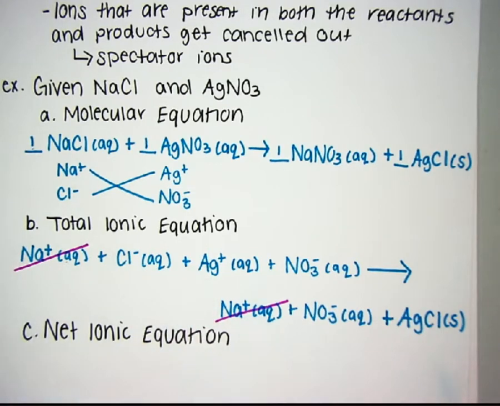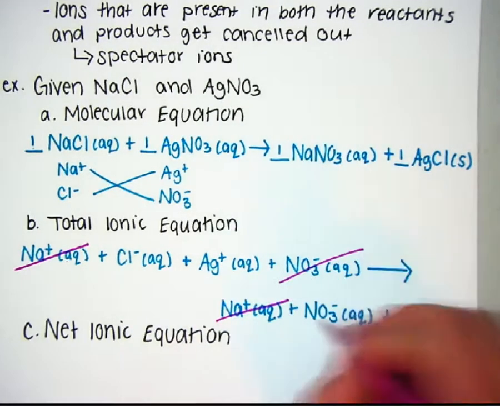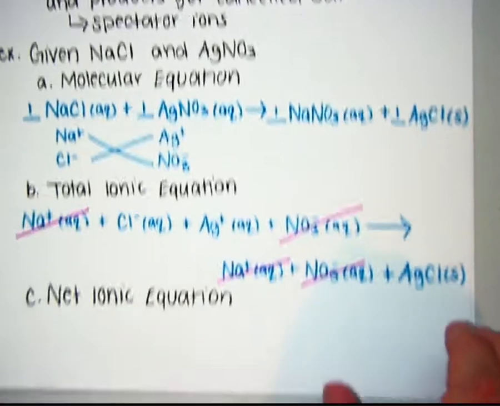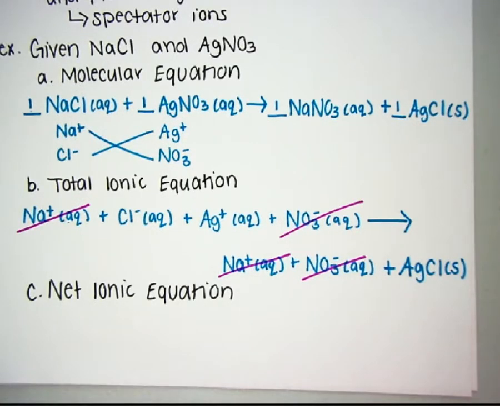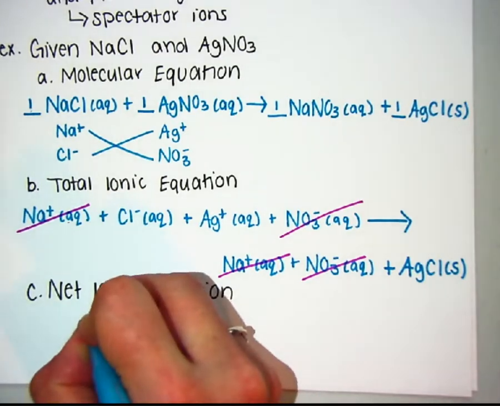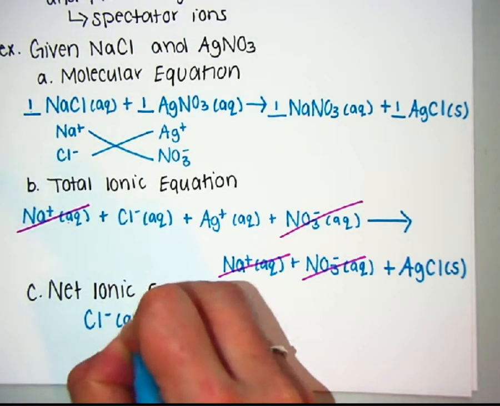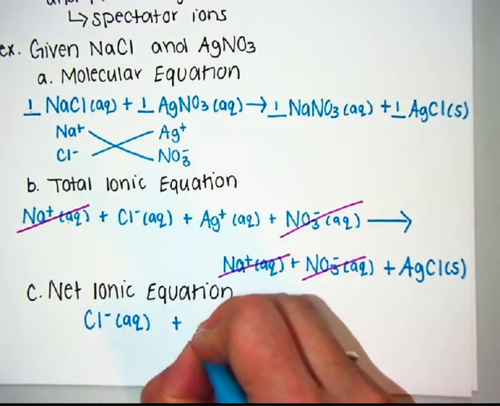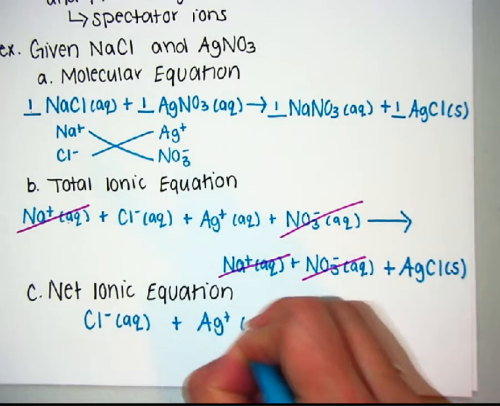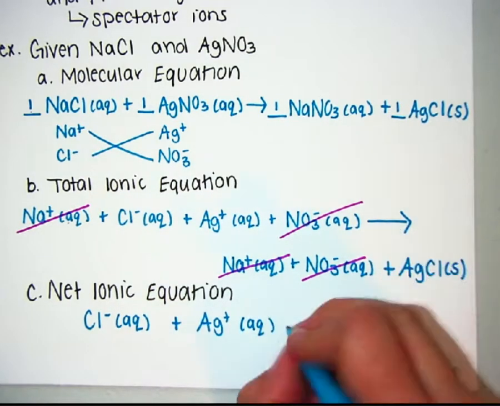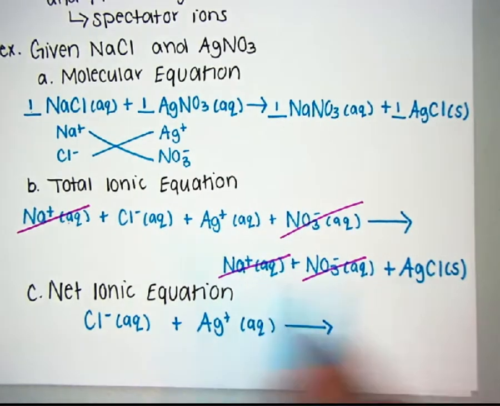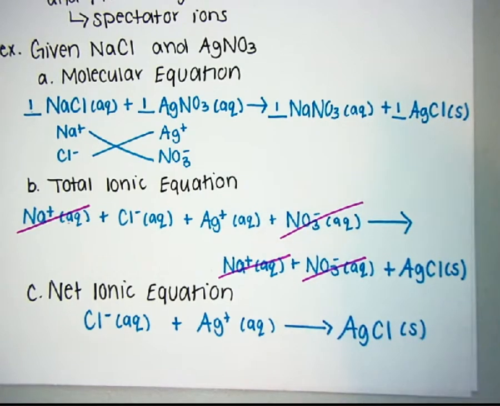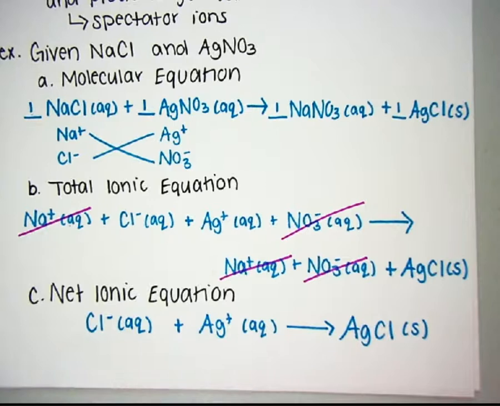Same thing with silver. But I can cancel out nitrate. I have nitrate ions on each side. The net ionic equation is whatever is left over. So I have chloride ions plus silver ions producing. The only thing that is left on the product side, on the right side of the arrow, is silver chloride. So this would be your net ionic equation.